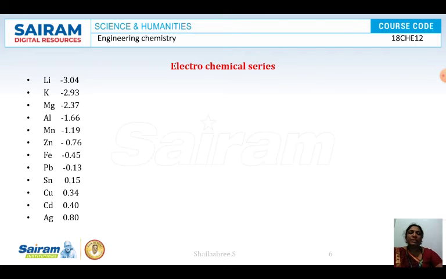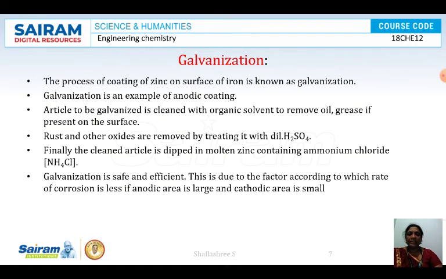Okay, so in our syllabus we have anodic metal coating, and an example for that is galvanization. Let us discuss that in detail. So what is this galvanization? Galvanization is a process of coating zinc metal on a base metal, iron. We are coating zinc on the base metal iron.